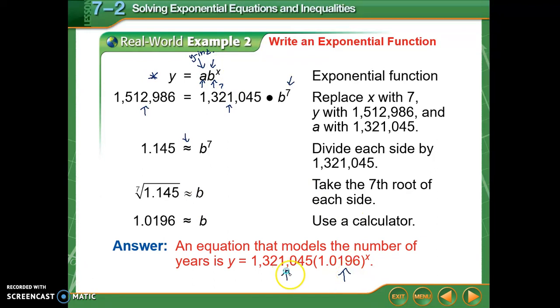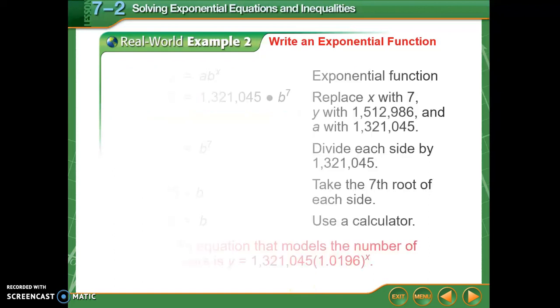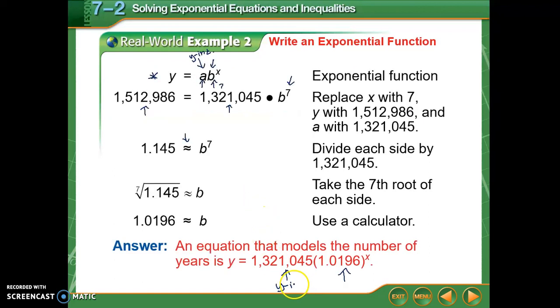So again, a, this value is always my y-intercept. This is my b value, and I leave x and y as variables because they represent any x value that I would put in would give me a certain y value. They represent all the ordered pairs.